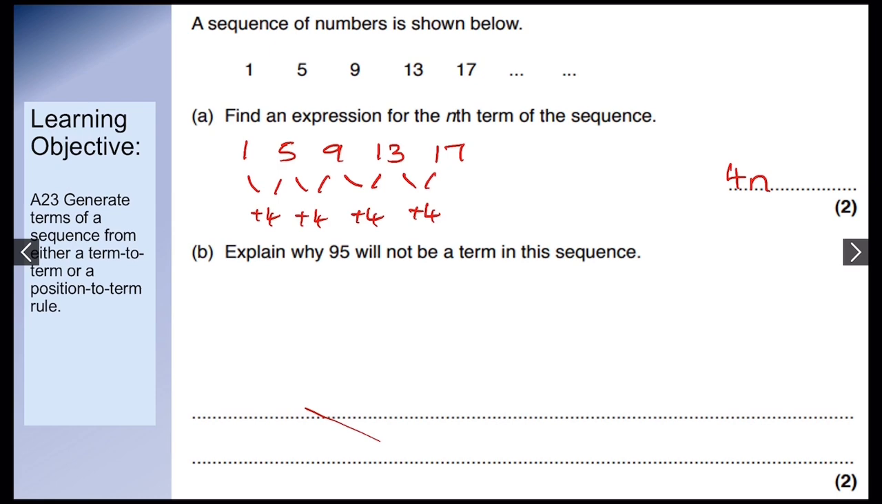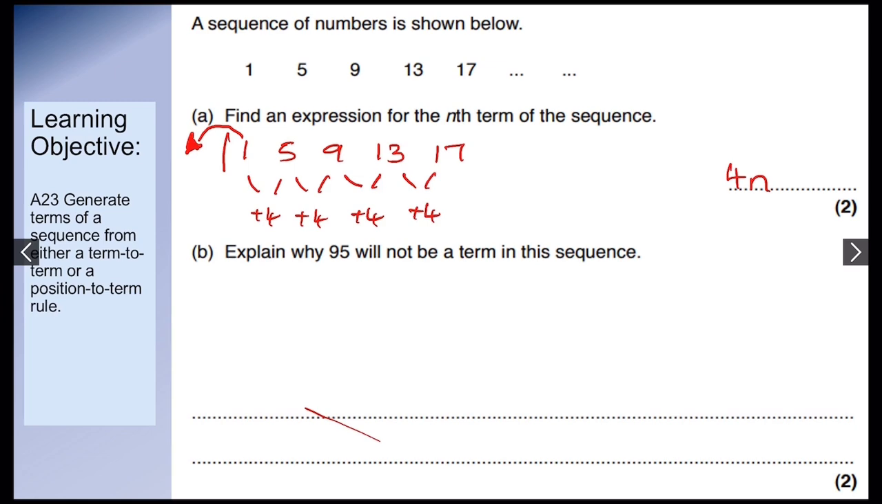However, the first term in this sequence is 1. So I've got to make sure that I know what I need to do to get to the first term. I'm not getting it by doing 4 times 1, because that isn't going to give me 1. I need to do something to get to 1. So the easiest way of doing it is to build a wall and jump back over. We need to find out what term 0 would be.